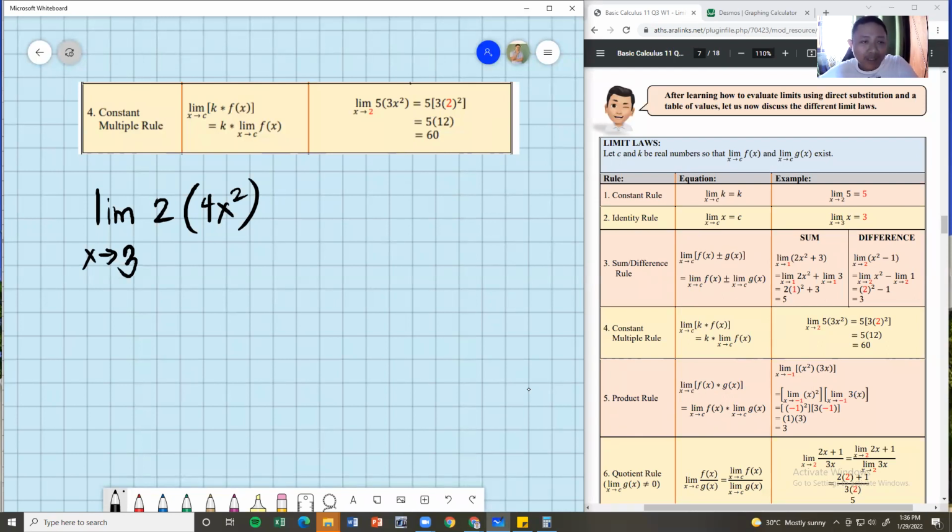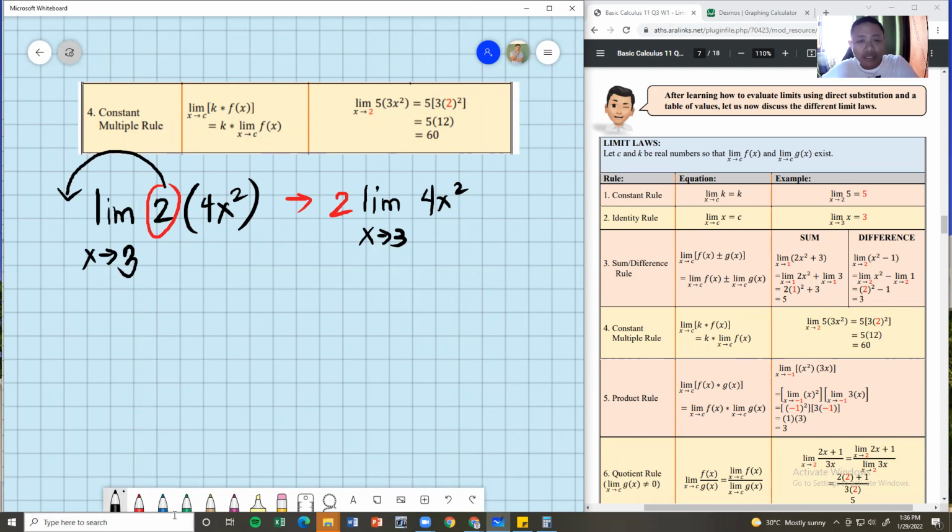So in here, what we actually do is the constant here, the 2, when we rewrite its limit, it will be outside the limit. And then this will be the limit of your function, which is 4x squared as x approaches 3. Can you follow? So by doing this, it automatically comes out. Can you follow? And so after that, let's just solve it.